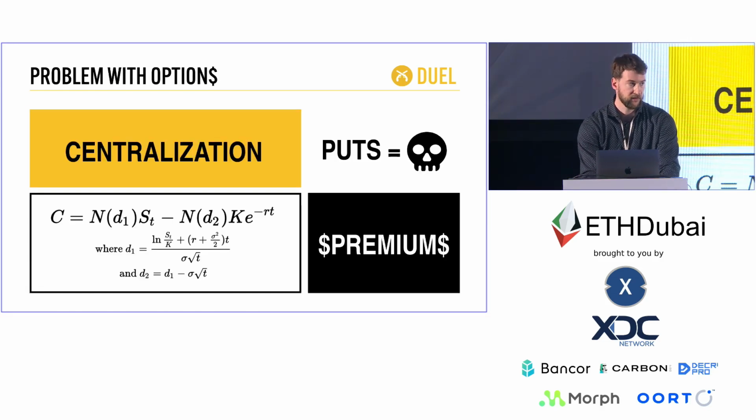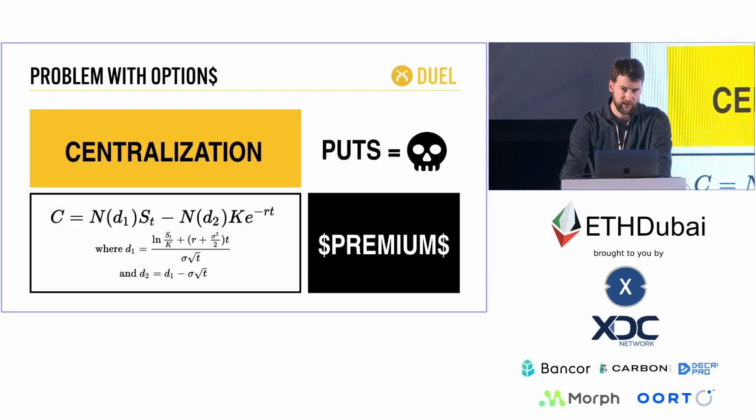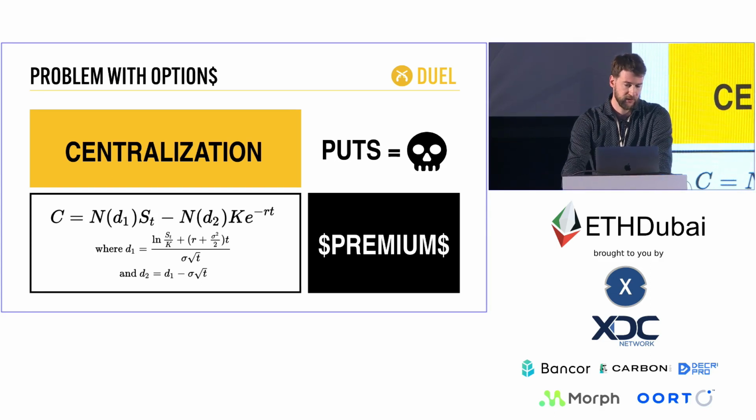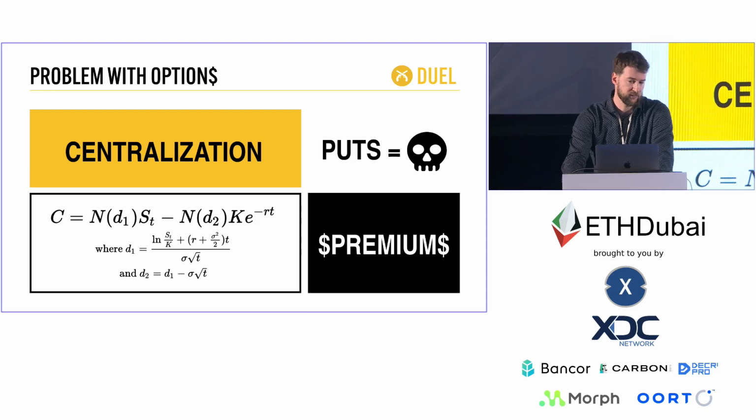First of all, they are very hard to grasp for beginners. There are a lot of variables to understand, a lot of formulas, and you can buy them mostly on centralized platforms. Puts can lead you to bankruptcy. They can destroy you totally, and premiums are very high on crypto markets, and that doesn't really make sense for crypto.